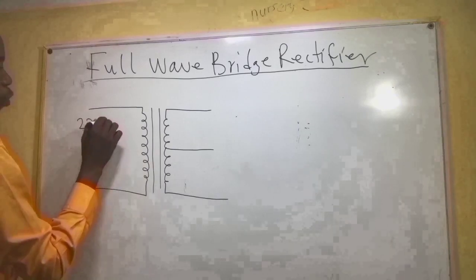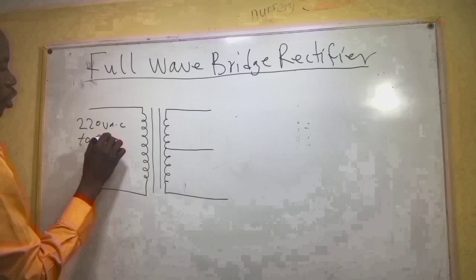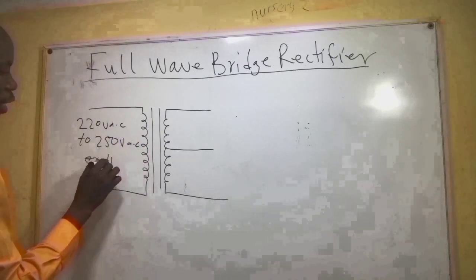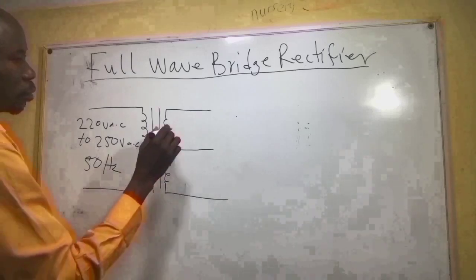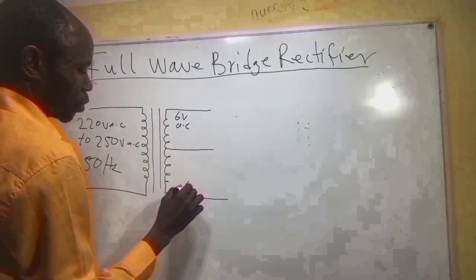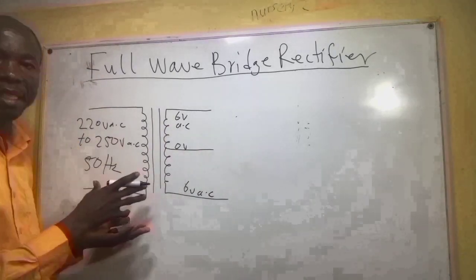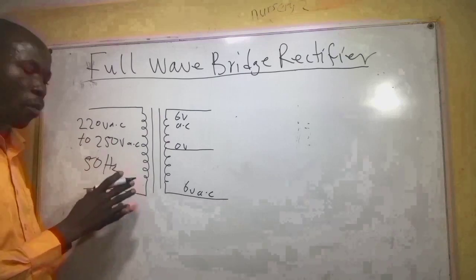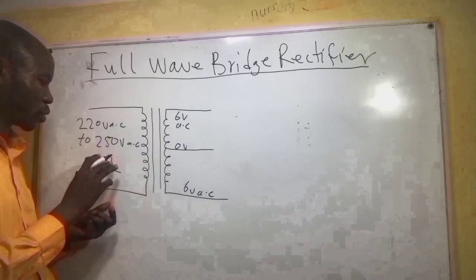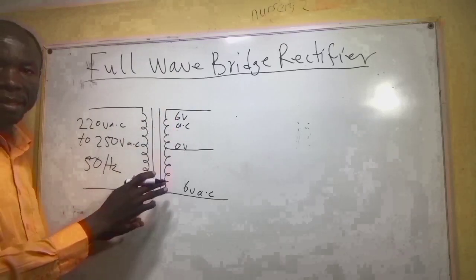220 volts AC to 250 volts AC, 50 hertz. This is 6 volts AC, 6 volts AC, 0 volts. So this is a step down transformer. It's receiving 220 to 250 volts AC and steps it down to 6 volts AC.